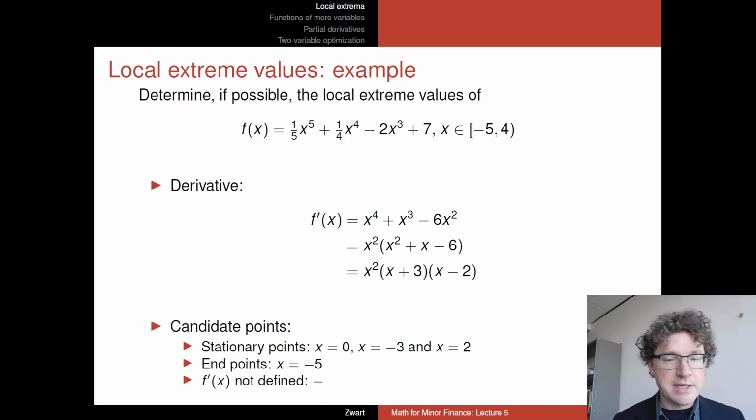So let's have a look at an example to see how this works in practice. Here we have this function f of x, it's 1/5 times x to the 5 plus 1/4 times x to the 4th minus 2x cubed plus 7, and it's defined on a domain between minus 5 and 4, where minus 5 is included, so it's closed on that side, but 4 is not included, so it's open on that side. Let's first find the candidate points for the local extreme values of this function, and then apply these two tests. So let me do this on paper again.